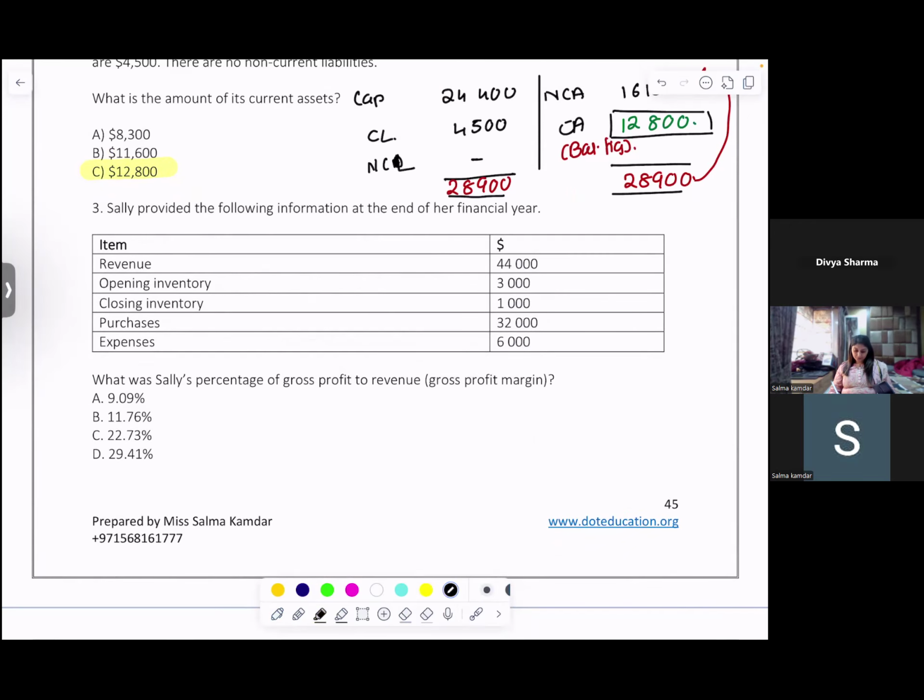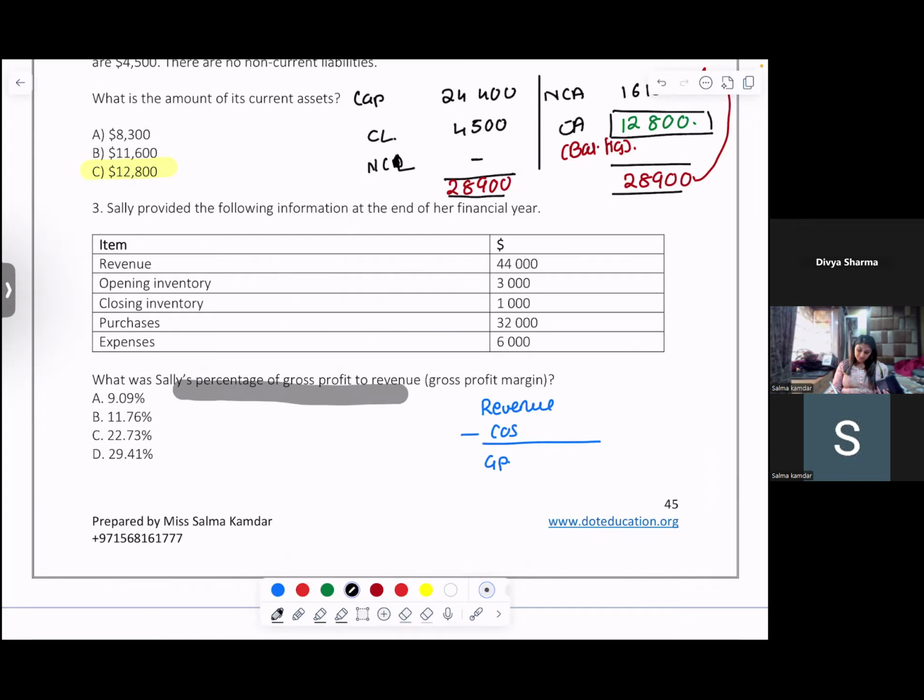What did you do? I'm expected to find percentage of gross profit to revenue. So I'm expected to basically find first the margin or markup. Revenue minus cost of sales gives us gross profit. So gross profit comes as 10,000, and it has to be shown as a percentage.